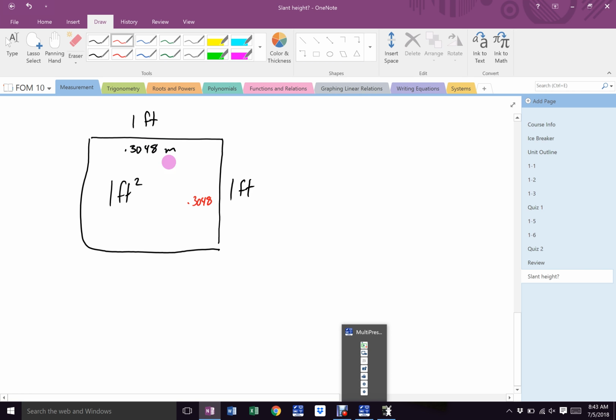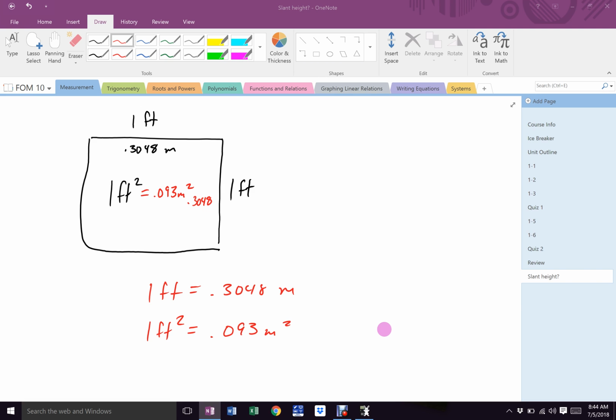0.3048. What do I have to do with 0.3048 and 0.3048? I have to multiply them together. So this is 0.0929. So 1 foot equals 0.3048 meters, but 1 foot squared equals 0.093 meters squared. It's a different conversion factor. Does everybody understand that?